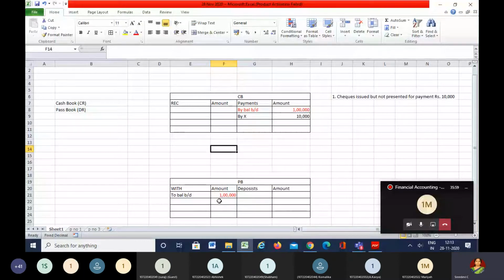Now coming to the second one. What could be the second one? Always checks deposited but not collected. It can be checks deposited but not credited, not collected, or checks paid in, or checks received but not deposited. All mean the same. So here, checks deposited but not collected by the bank.